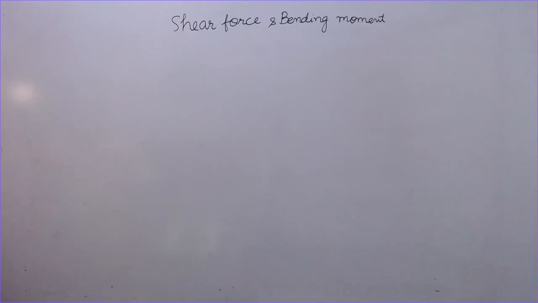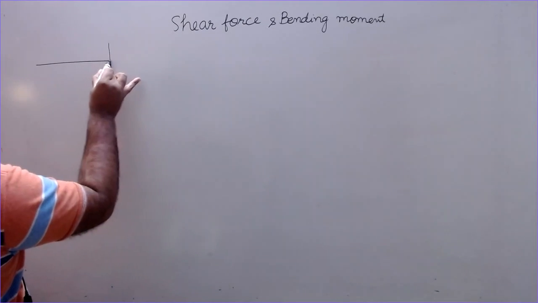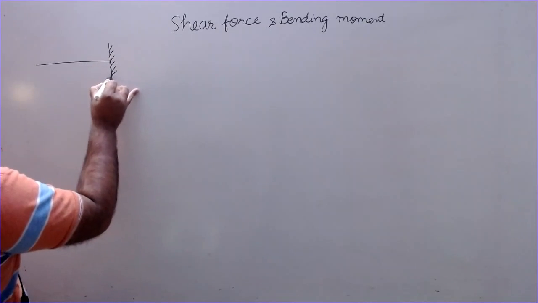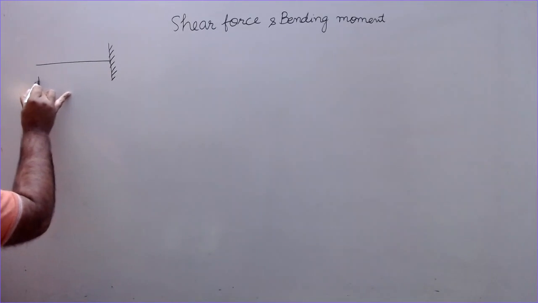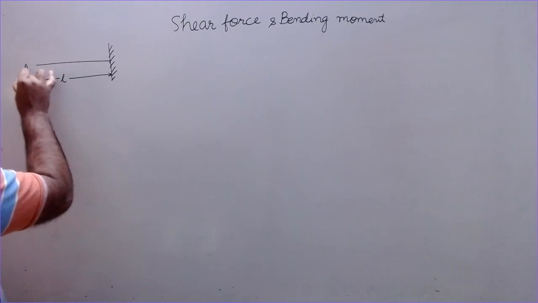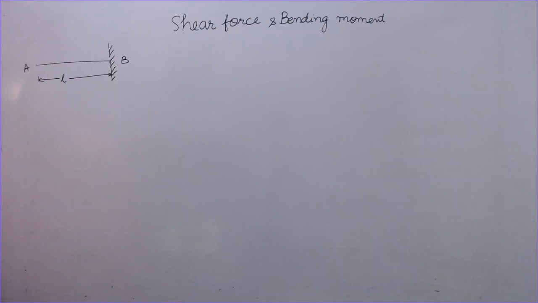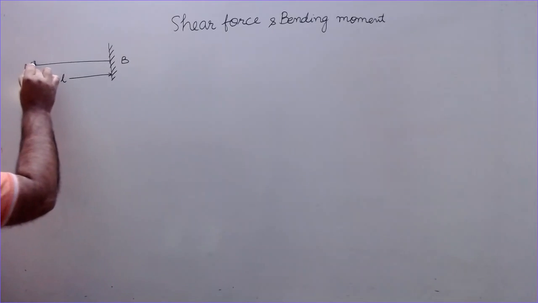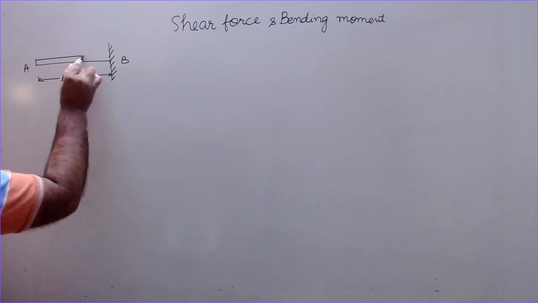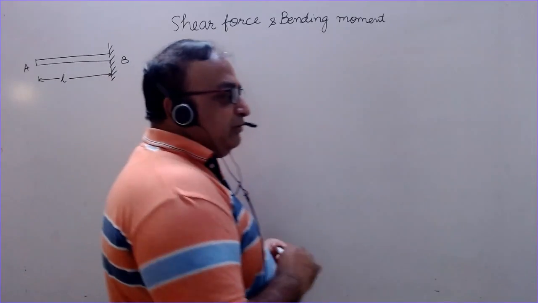By taking the example of a cantilever beam, which is simply supported. The length of this cantilever is L. This is the free end, this is the fixed end, and in this case, if we neglect the weight of the cantilever, then you can see that there is no shear force or bending moment acting on it.